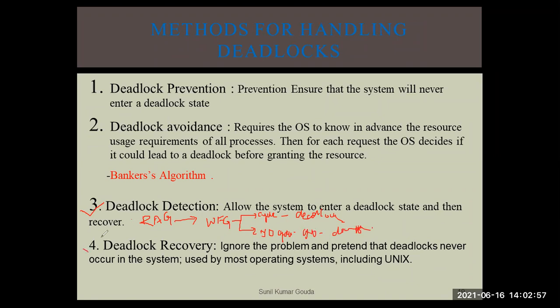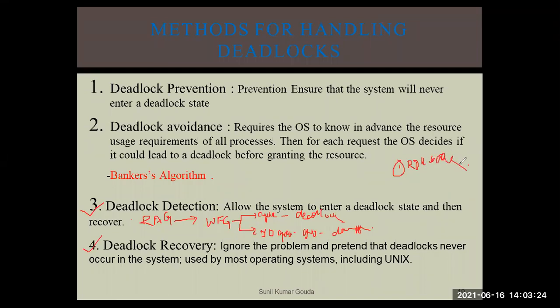The last technique is called deadlock recovery. So what it basically says: whenever the system enters a deadlock, then we have to recover from it. So there are two possibilities of recovery. One is called rollback, continuous rollback. What we say, the rollback method. So what does the rollback method say?